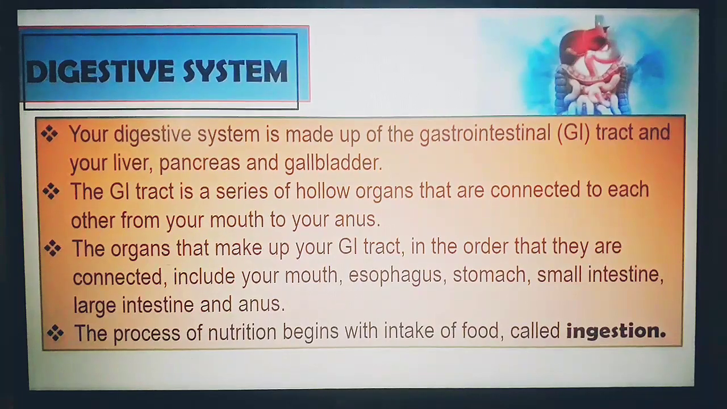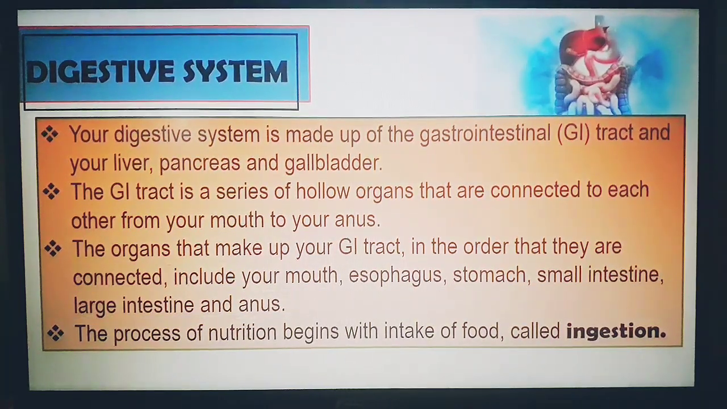Your digestive system is made up of the GI tract and your liver, pancreas, and gallbladder. The GI tract is a series of hollow organs that are connected to each other from your mouth to your anus. The organs that make up your GI tract, in the order that they are connected, include your mouth, esophagus, stomach, small intestine, large intestine, and anus.